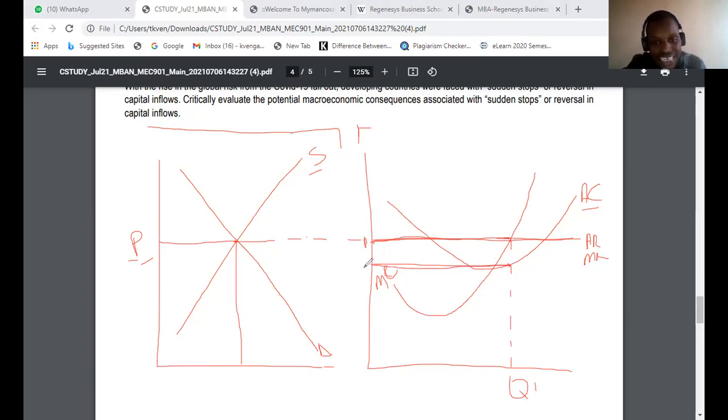Then we can see that there is a gap between the price P over here and the cost over here, which is this shaded area. This shaded area represents the profits, the good profits that I was talking about, what we call economic profits, that the firm was enjoying.